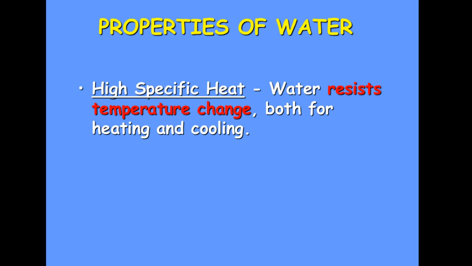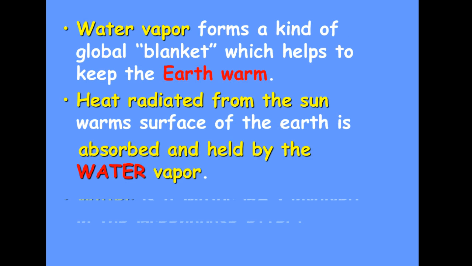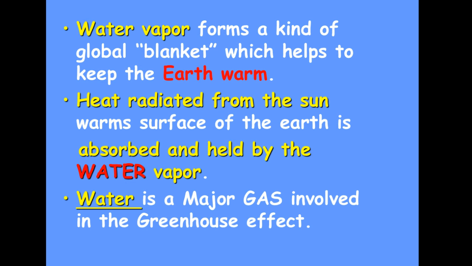Alright, number 3 is high specific heat. That's the third property of water, which simply means water resists temperature change both from heating and cooling. I need you to write this second bullet also for number 3. Water can absorb or release large amounts of heat energy with little change in the actual temperature. Okay, and I also need you to fit this under number 3. Water vapor forms a kind of global blanket when it holds this heat, which helps to keep our earth warm.